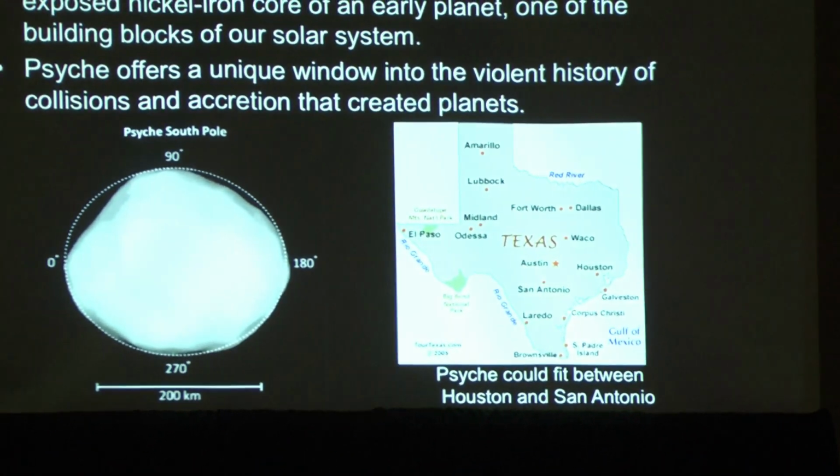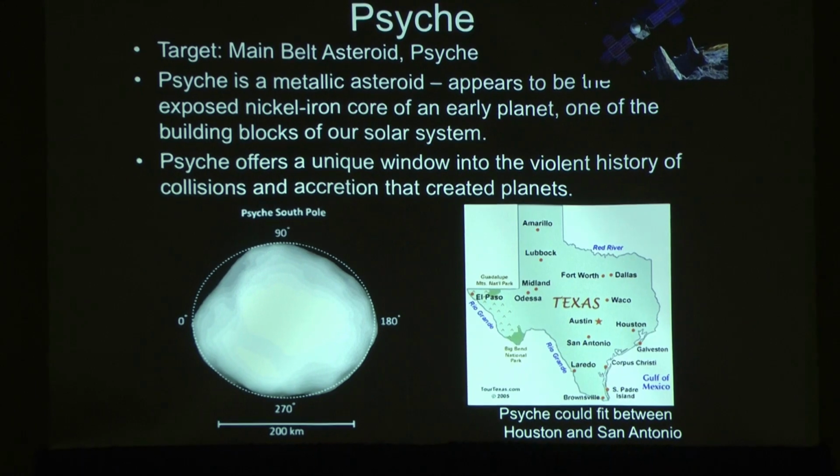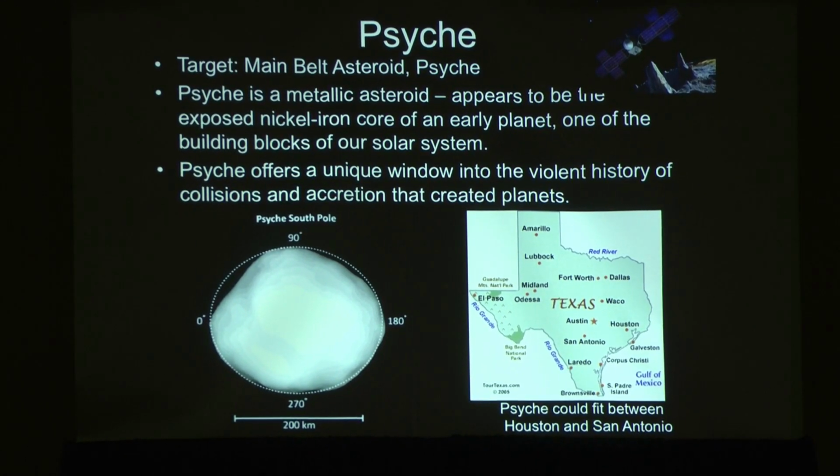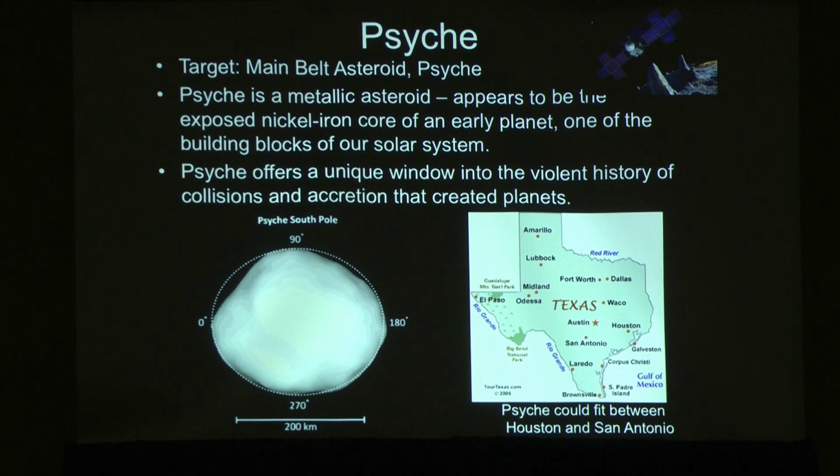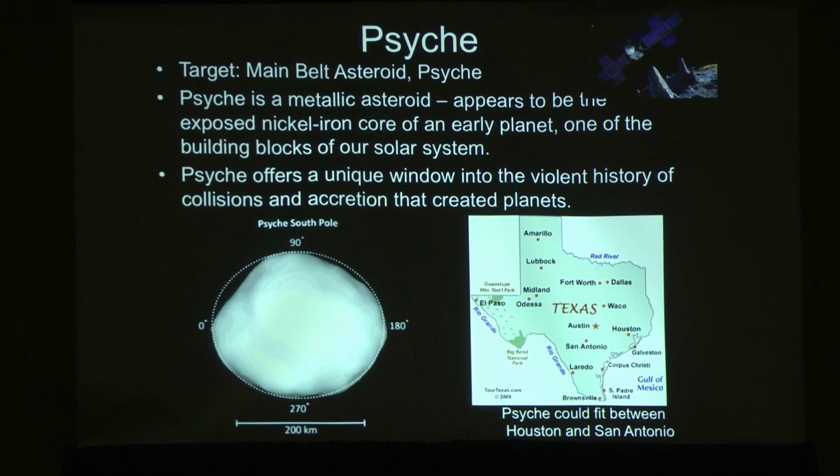Of course, we use seismic waves to understand as much as we can. But this mission is going to go and visit this nickel iron core that we think was the core of an early planet that got disrupted in that formation and collision experience that I showed you in the formation and evolution of the solar system. So this is a way of looking at the interior of those planetesimals, the things that were the building blocks to our planets, and it offers a unique way to look at the collisional history of the solar system.